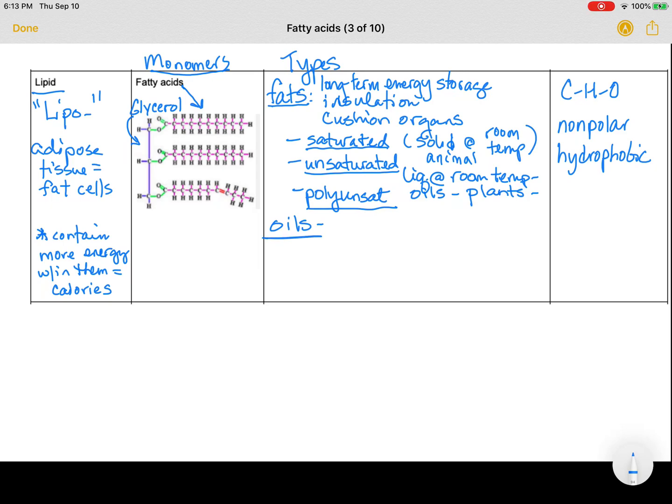And our oils, we know, are also long-term storage of energy. They kind of lubricate and emulsify tissue. We have oil glands that help keep us moist. Other animals do too. That kind of offer a waterproofing agent.